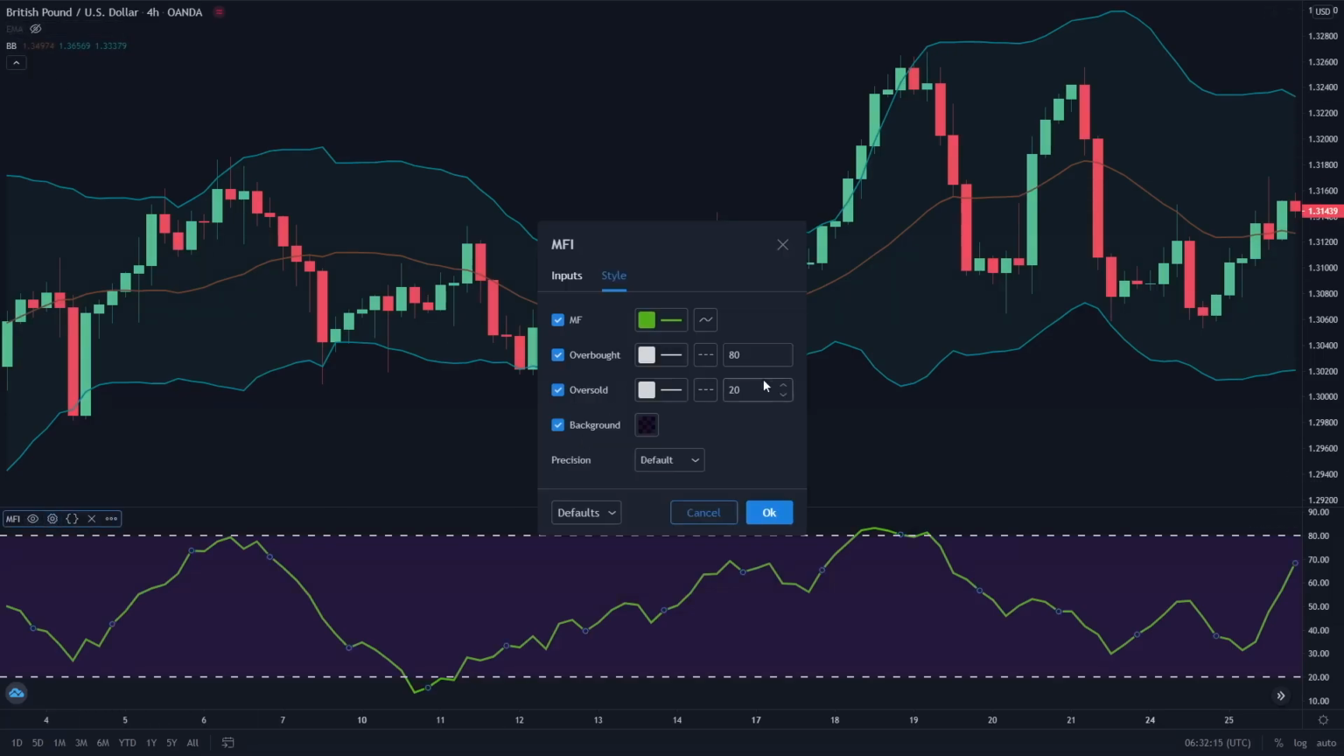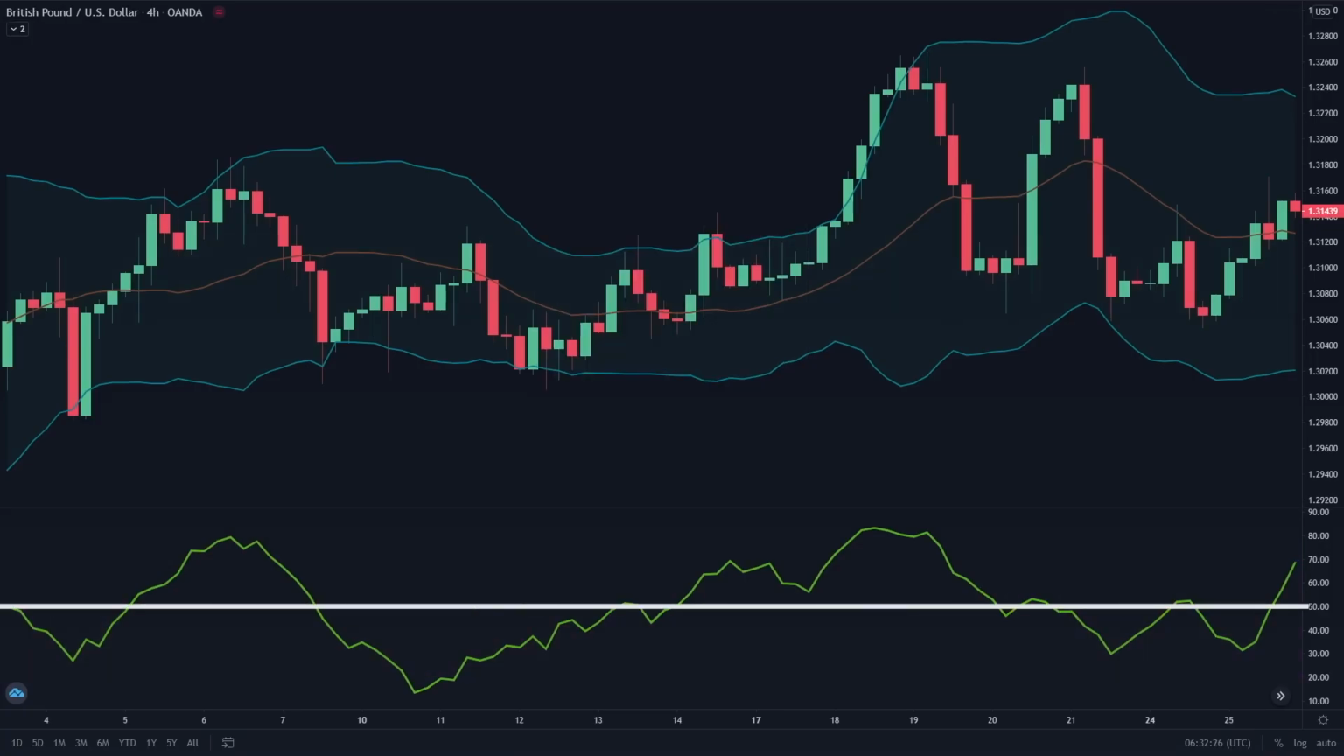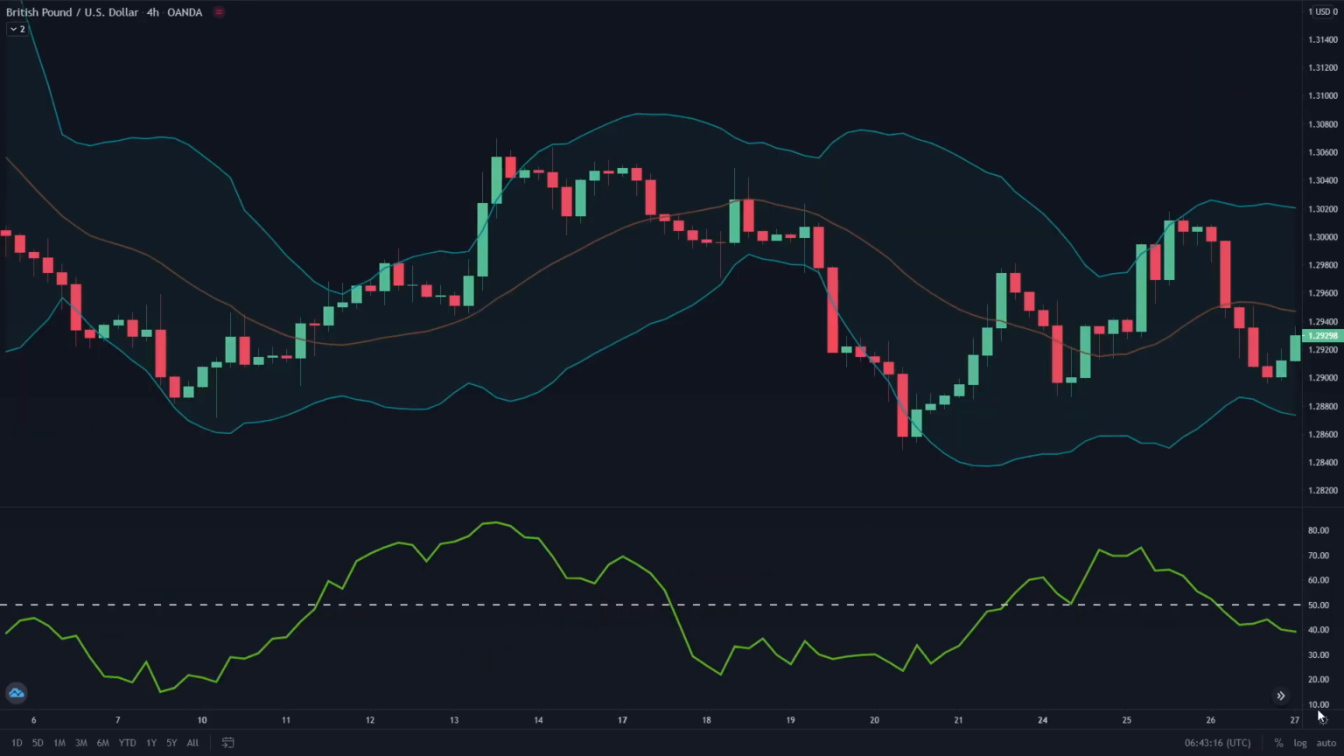First, you need to change your indicator values to both 50. So now you have a single line in the middle. Next, if the green line crosses above the middle line, it indicates that it's a bullish signal. And if the green line crosses below the middle line, it indicates that it's a bearish signal. So now let's combine this with the breakout strategy that we just learned.